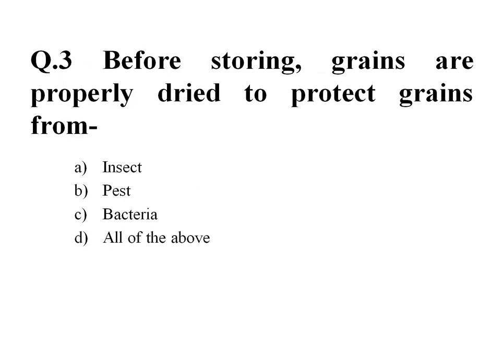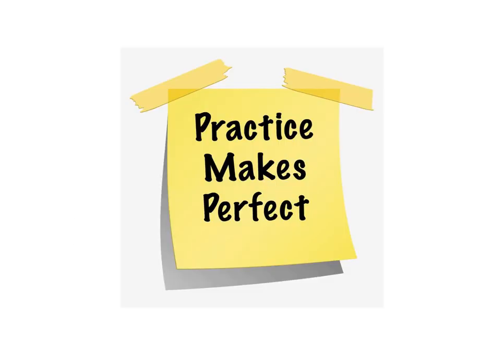Question 3. Before storing, grains are properly dried to protect grains from option A, insect, option B, pest, option C, bacteria, and option D, all of the above. And your right answer is option D, all of the above.